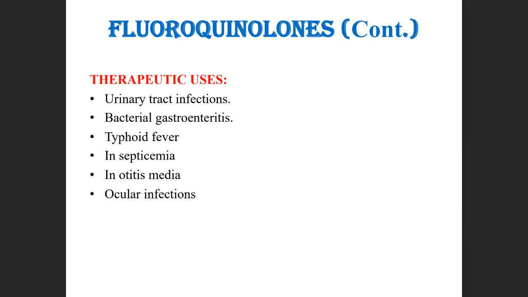So here, what are the therapeutic uses where these drugs are used? These drugs are used in urinary tract infection, bacterial gastritis in the case of GIT disorder, gastroenteritis, typhoid fever, and septicemia. What is septicemia? Septicemia is a condition where the body will have excess production of acid or poison, could be because of some injury or some infection which is increased inside the body.